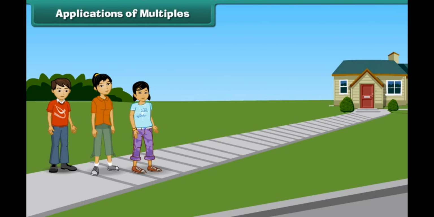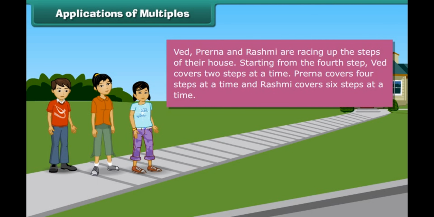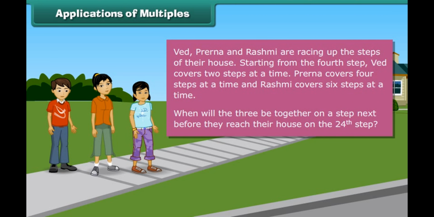Applications of multiples. Let us now apply the concept of multiples to some word problems. Ved, Prerna, and Rashmi are racing up the steps of their house. Starting from the 4th step, Ved covers 2 steps at a time. Prerna covers 4 steps at a time and Rashmi covers 6 steps at a time. When will the 3 be together on a step next before they reach their house on the 24th step?